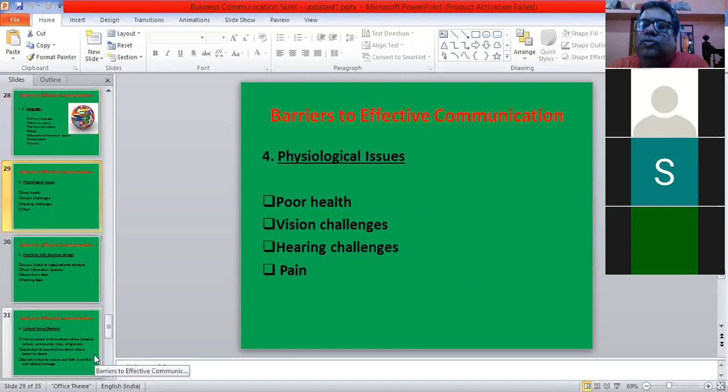So physiological issues are also there again. आपका physical health related जो problems वो भी impact होता है उसको, इसमें communication. तो आपका दर्द हो रहा है कहीं, आपके शरीर के किसी अंग में दर्द हो रहा है, तो उसका भी असर communication में होता है. क्योंकि अगर आपका कोई दर्द हो रहा है, इसका मतलब आपका जो mental condition जो है, it is not right.